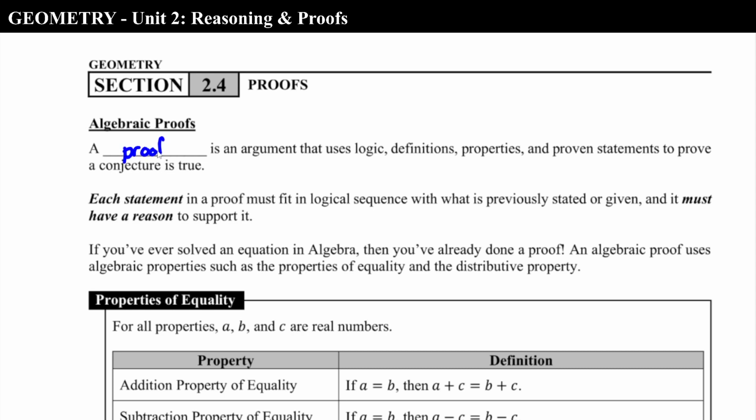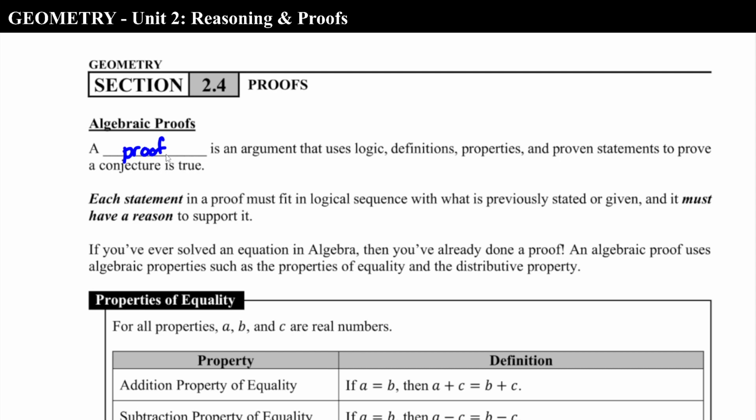So a proof is an argument that uses logic, definitions, properties, and proven statements to prove a conjecture is true. Remember, a conjecture is something that we conclude based on some other given information. Each statement in a proof must fit in logical sequence with what is previously stated or given, and it must have a reason to support it. So if you've ever solved an equation in algebra, you've already done a proof.